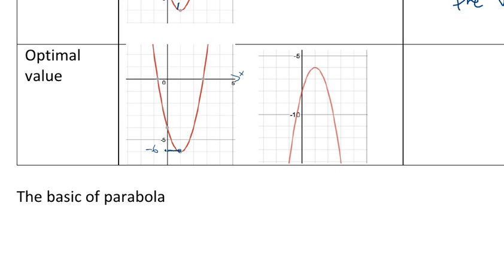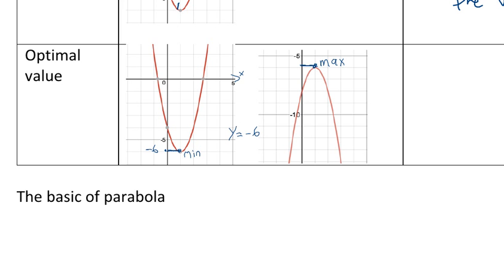And in this case, that's your max. When we're talking about something that opens up, that's called a min, and something that opens down is called a max. And the way we write the optimal value, we say Y equals -6. Axis of symmetry is X, optimal value is Y.